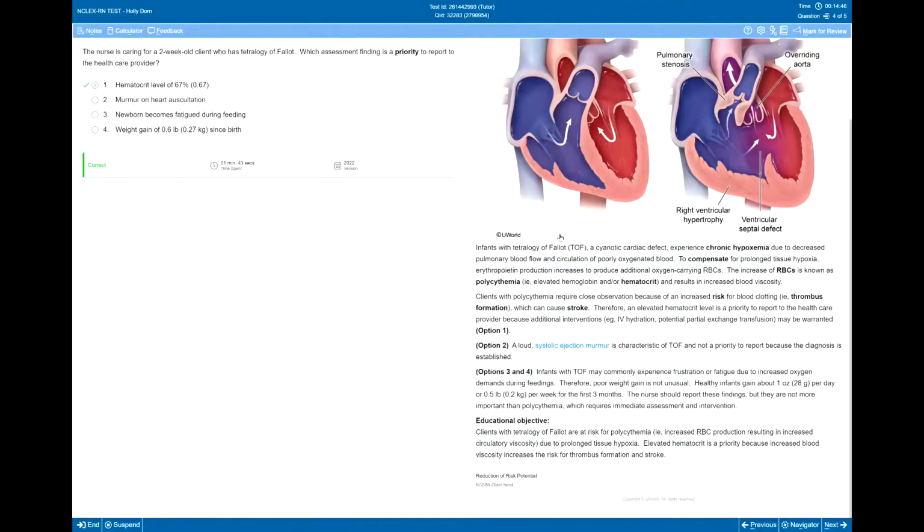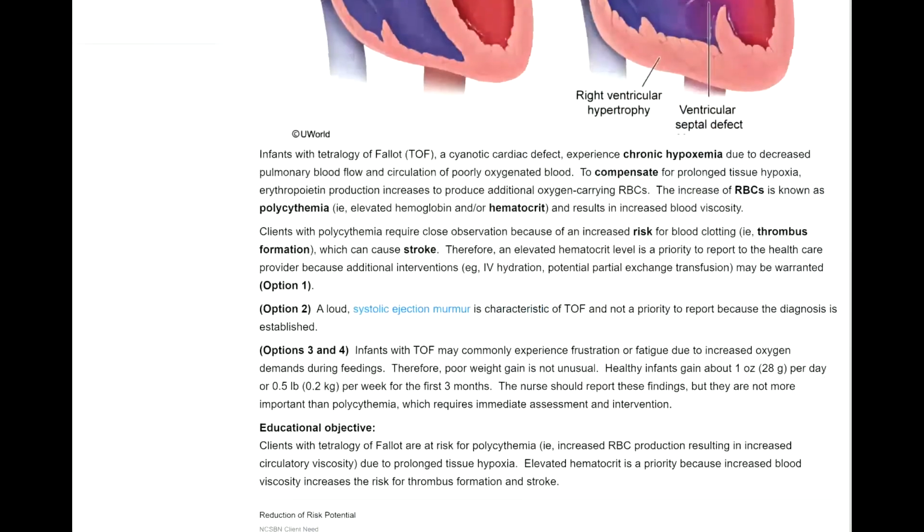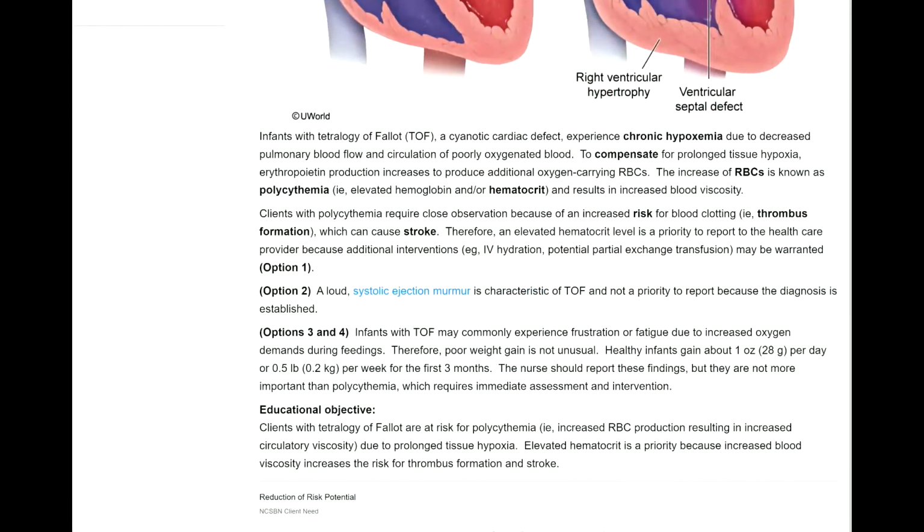We know that infants with TET experience chronic hypoxemia because of this increased deoxygenated blood flowing through their body. Let me zoom back in so you guys can see. The body compensates by creating additional red blood cells because they carry oxygen, and this condition is known as polycythemia. So elevated hematocrit, which in this newborn would be greater than 65%, is our priority to report because this blood is very concentrated with red blood cells, which makes it thick and viscous.